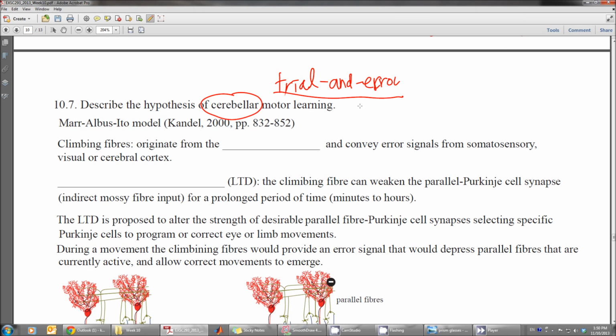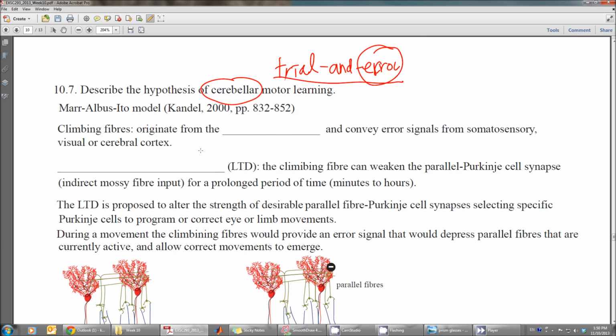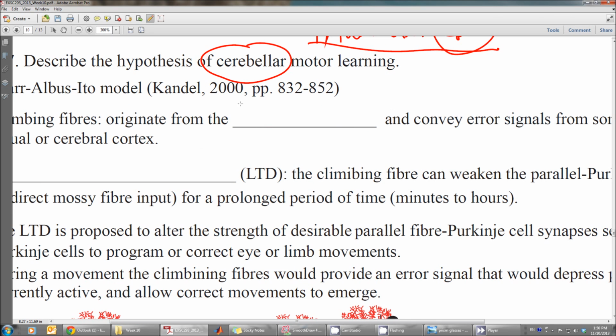And the role of detecting the error comes from the climbing fiber. We haven't really talked much about climbing fibers in our pathways, but they have an important contribution to give the cerebellum the information about how the error is made and how to correct it. The climbing fibers, we know, originate from the inferior olivary nucleus in the open medulla.